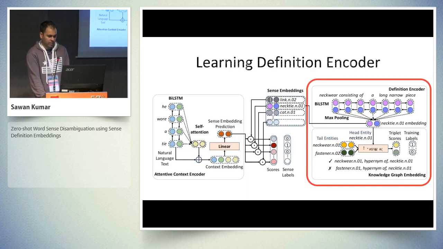So the way we learn a definition encoder in our case is we begin with the knowledge base in WordNet. This is supposed to be a relation here, which is a hypernym. Somehow it got changed. So we begin with a knowledge graph, and we learn the parameters of a knowledge graph. We then replace the entity, which is a sense here, through encoding of its definition.